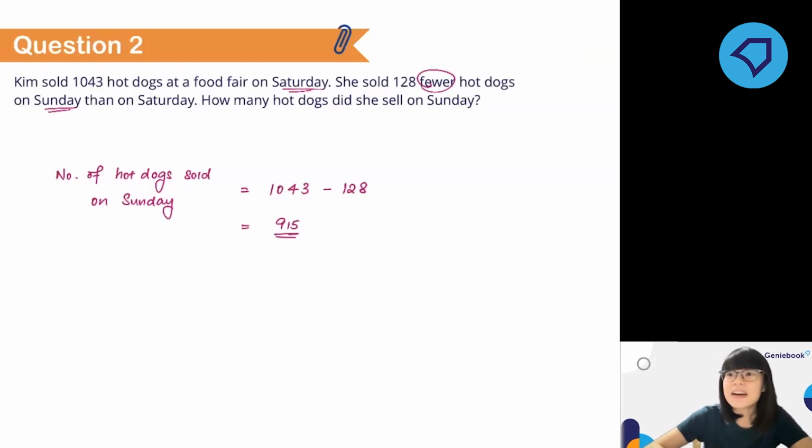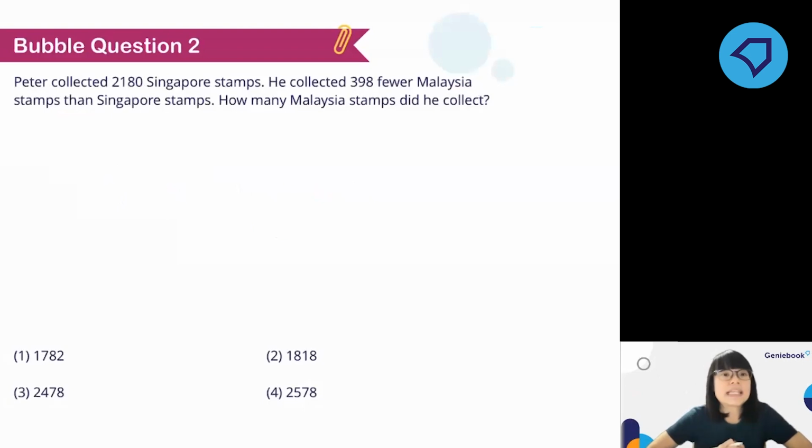Okay, all right. So are you ready for bubble question number 2? Let's take a look over here, okay? Peter collected 2,180 Singapore stamps. He collected 398 fewer Malaysia stamps than Singapore stamps. How many Malaysia stamps did he collect? You have 1 minute to answer this question. All right. Options launching in 3, 2, 1.